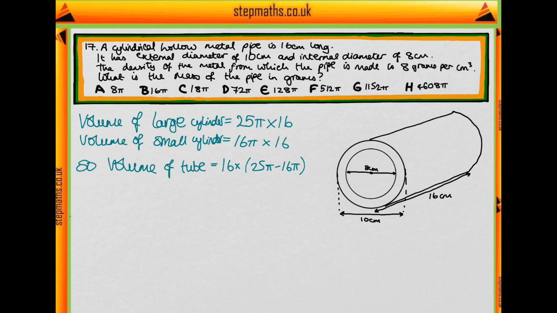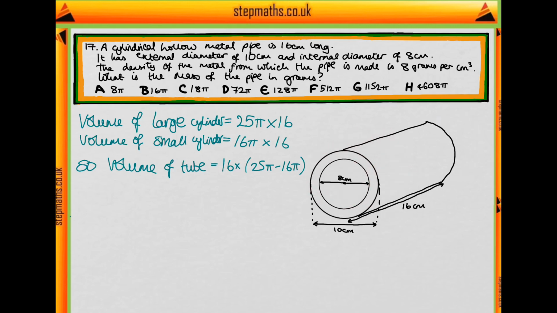And so we find that the volume of the tube is 16 times 25 pi minus 16 pi. So we've just done large cylinder, subtract small cylinder to get this bit here. And then we can simplify this down to 16 times 9 pi, which is, of course, equal to 144 pi. So the next thing we need to do is use a formula to find from the density and the volume the mass. So can you remember the formula which links mass, density and volume?